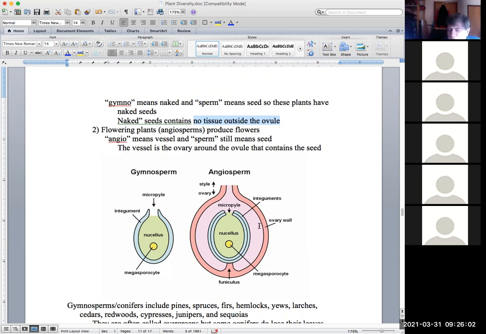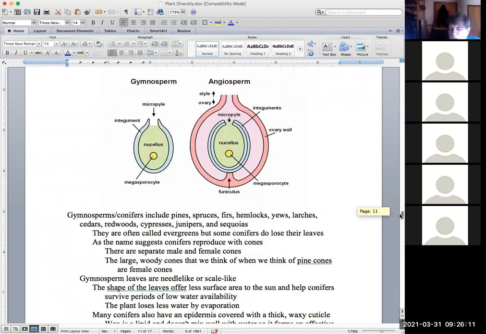Most of the rest of that is tissue from the ovary. There are some other tissues that can be found there as well, but the ovary essentially surrounds the seeds. So when we look at gymnosperms, what type of plants are we talking about? Well, a lot of people just refer to gymnosperms as pine trees.